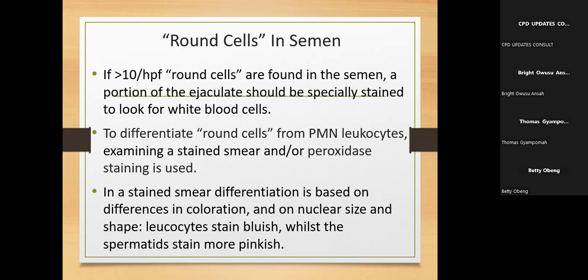So in a stain smear, differentiation is based on differences in coloration and on nuclear size and shape. Of course, if you have a stain smear, leukocytes will stain bluish, and the spermatids or immature cells will stain pinkish. And so straight away, you know whether you're dealing with leukocytes or with these. And then, of course, the nuclear size and shape. The polymorphs will always have a polymorphonuclear type of nucleus. From our knowledge in hematology, you'll be able to easily discern which one is a neutrophil and which one is not a neutrophil.